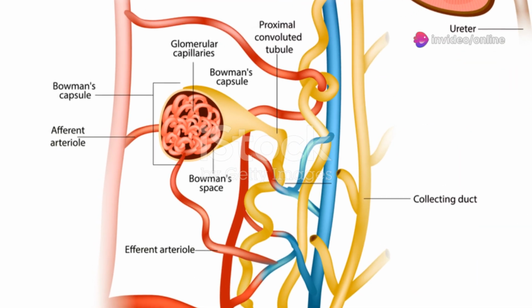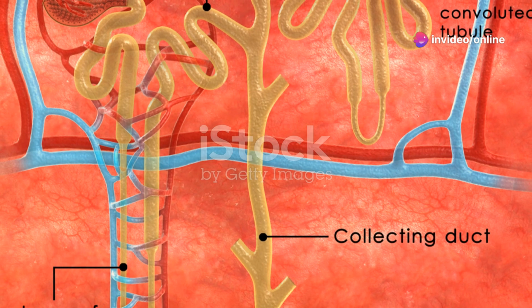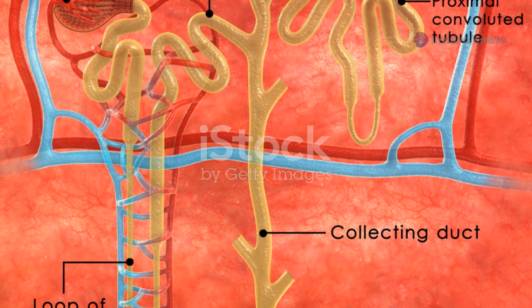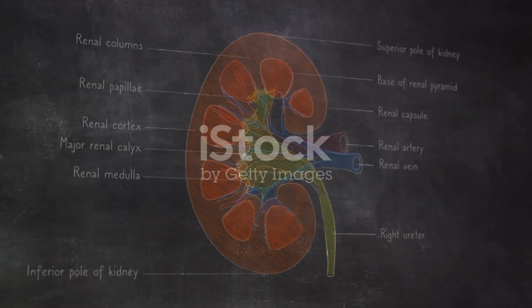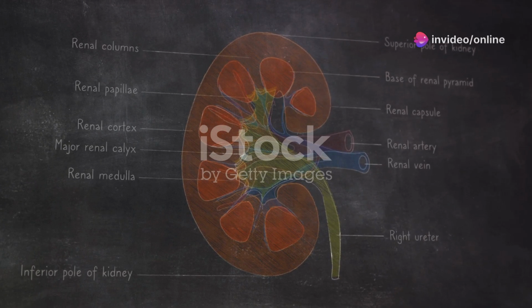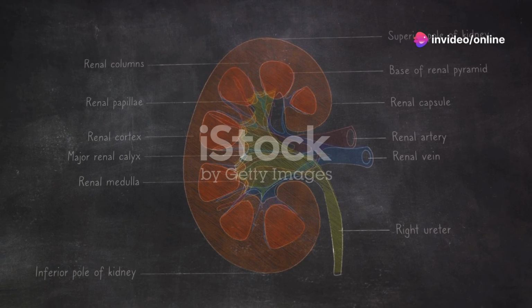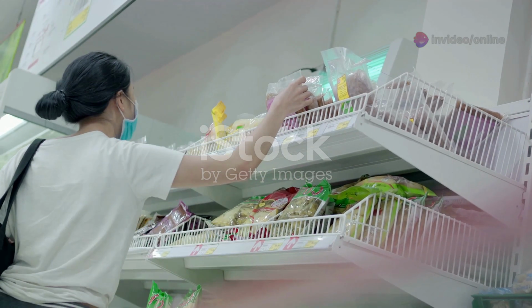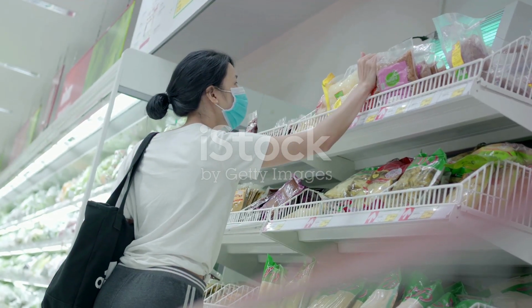First, we have the proximal convoluted tubule, or PCT. As the part closest to Bowman's capsule, it's the first stop for the filtrate. It's here that a whopping 65% of water, glucose, amino acids, and salts are reabsorbed back into the blood. It's a bit like a supermarket sweep, grabbing the essentials before they're lost.